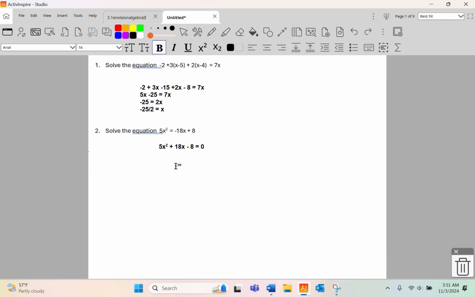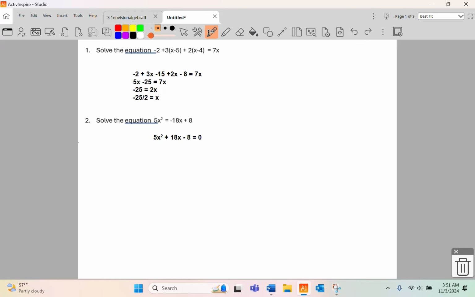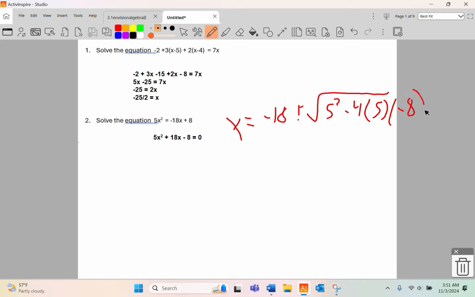And I'm not at work right now, so I can't use my stylus. This is going to look really, really bad. It's going to be x equals -b plus or minus the square root of b squared minus 4ac, all over 2a.